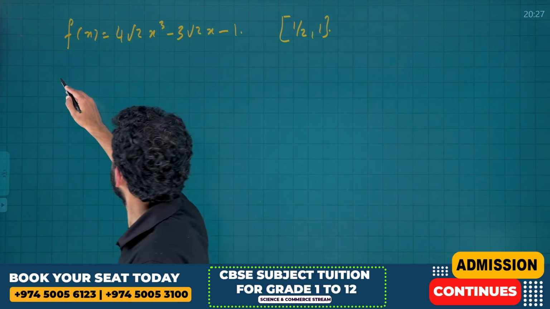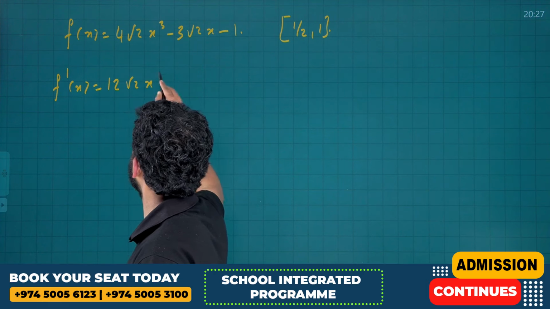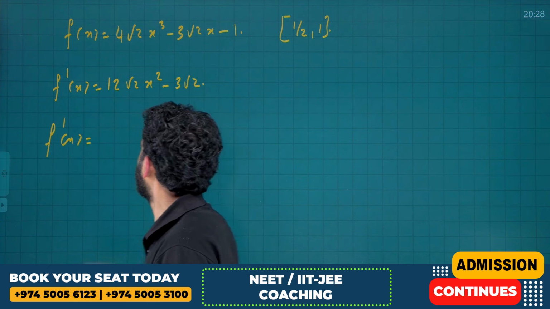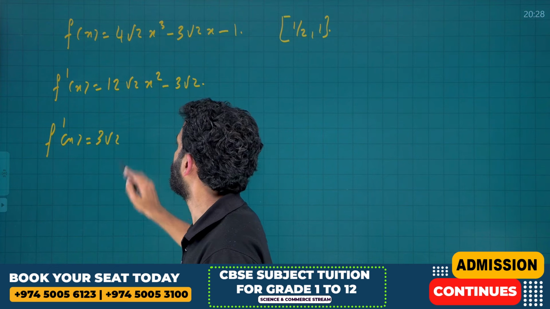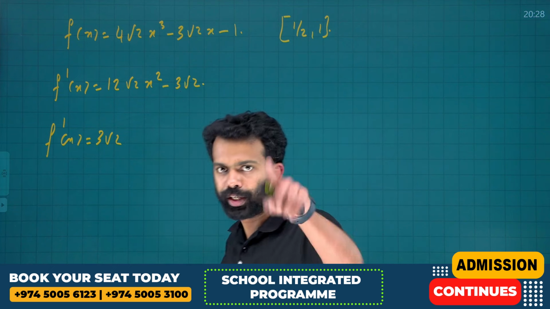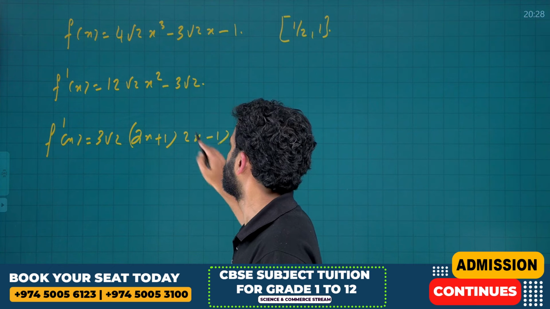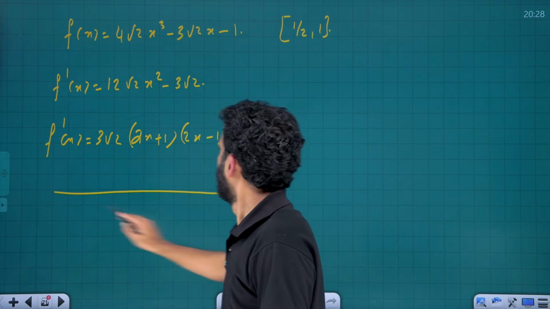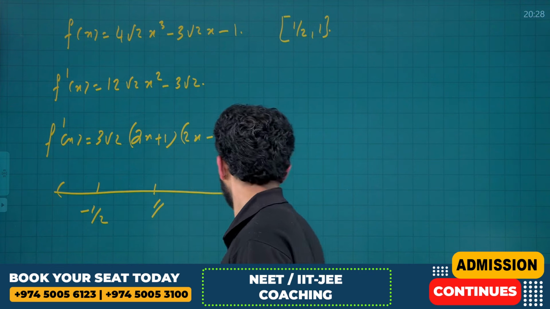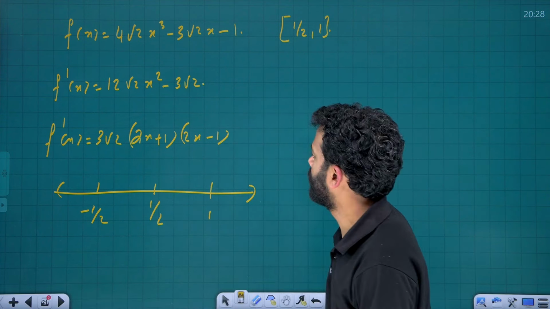Okay, so what is f dash of x? F dash of x is equal to 12 root 2 x square minus 3 root 2. If you take 3 root 2 as common, it will be 4x square minus 1. And 4x square minus 1 can be written as 2x plus 1 into 2x minus 1. And the corresponding points are minus 1 by 2 and 1 by 2. Here the interval is up to 1. Okay, we can also take that point.